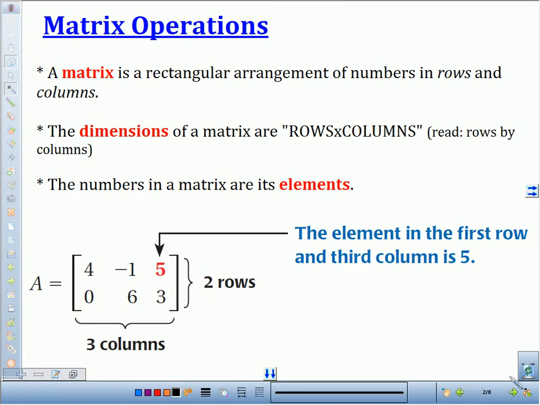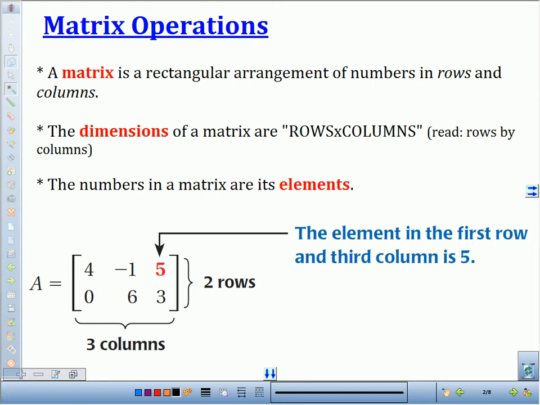Now, we already know that a matrix is a rectangular arrangement of numbers in rows and columns. We saw that when we were learning the matrix method of solving a system. So, the matrix, a rectangular arrangement of numbers in rows and columns.